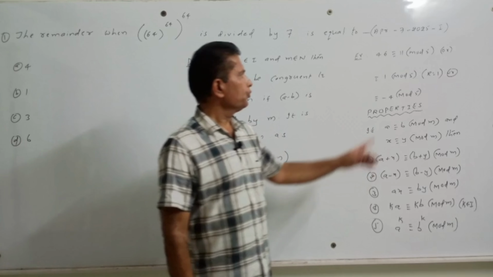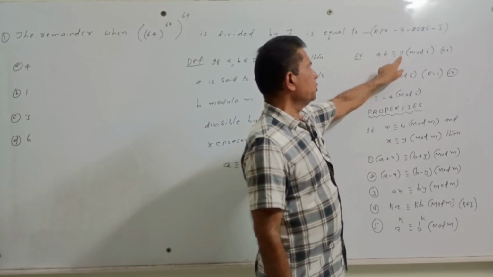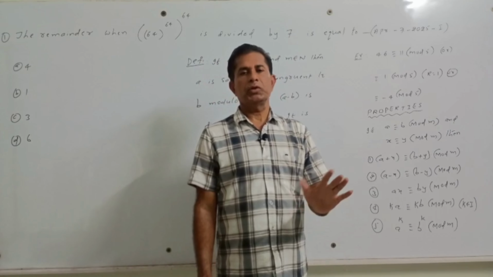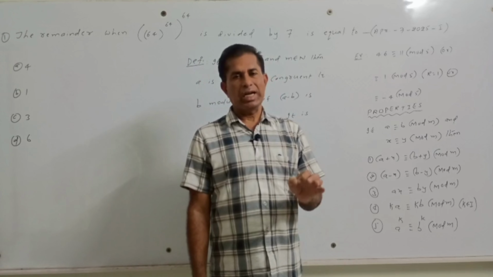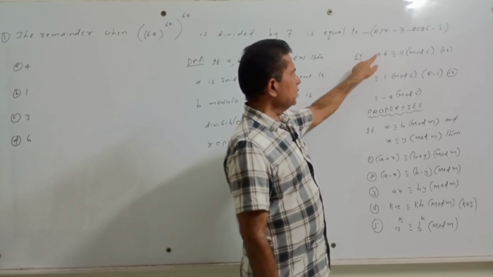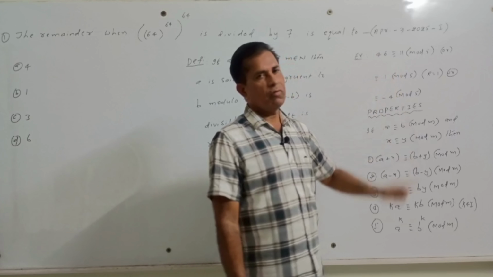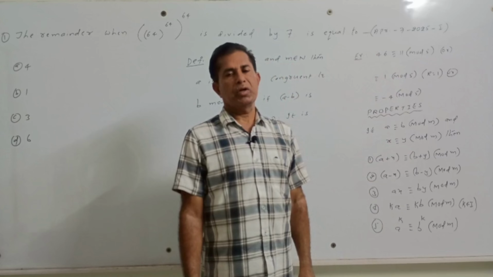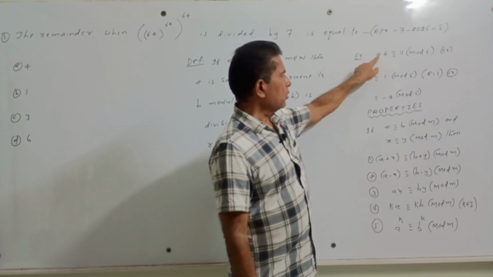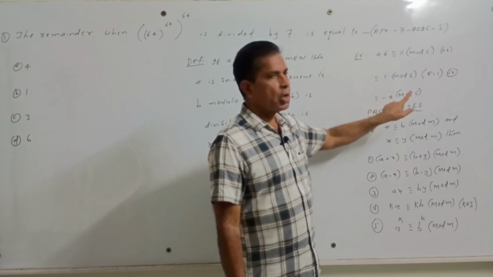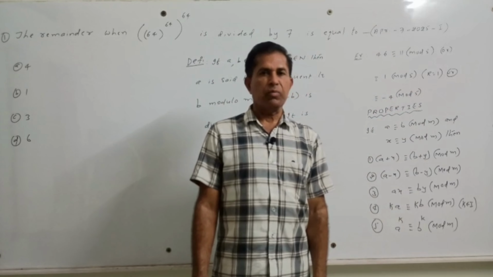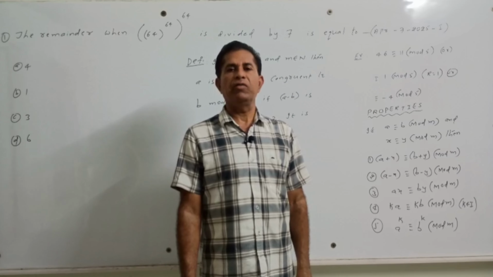See one example. 46 is congruent to 11 modulo 5. What is the reason? 46 minus 11 is 35, and 35 is divisible by 5. Also see, 46 is congruent to 1 modulo 5. 46 minus 1 is 45, divisible by 5. See one more, 46 is congruent to minus 4 modulo 5. 46 minus of minus 4 becomes 50, and 50 is divisible by 5.